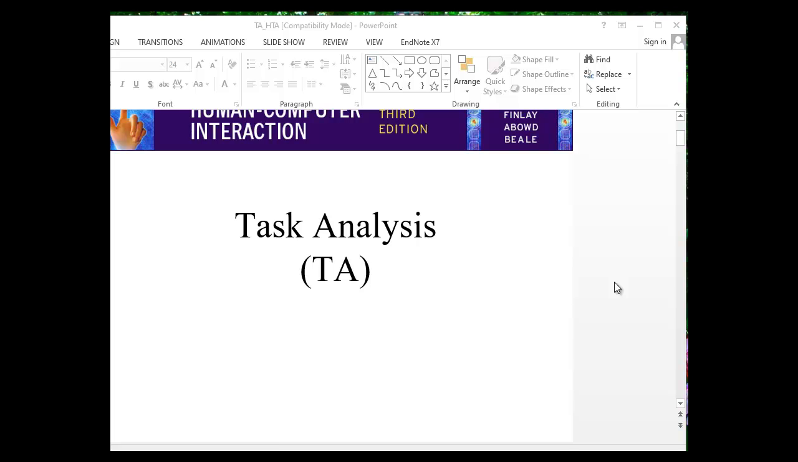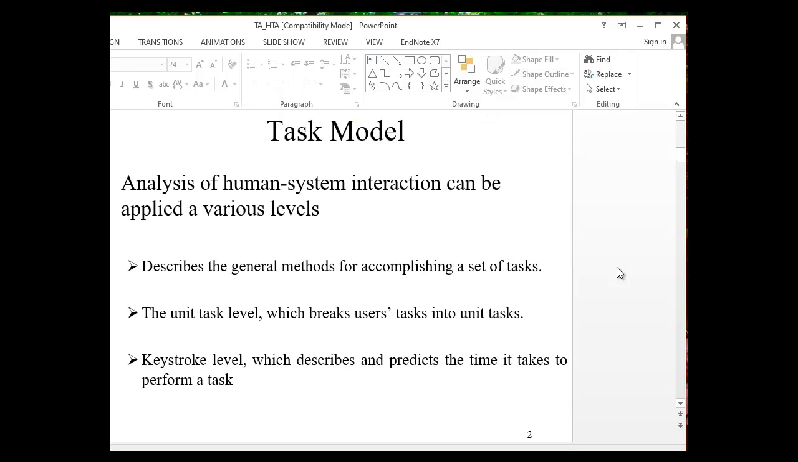So today's task is task analysis, and here we will discuss how we can complete a task and what are the steps that we will follow for task completion. So the very first slide here I have included that task analysis of human interaction can be applied at various levels. There are various steps, various levels that we can follow to complete a specific user task.